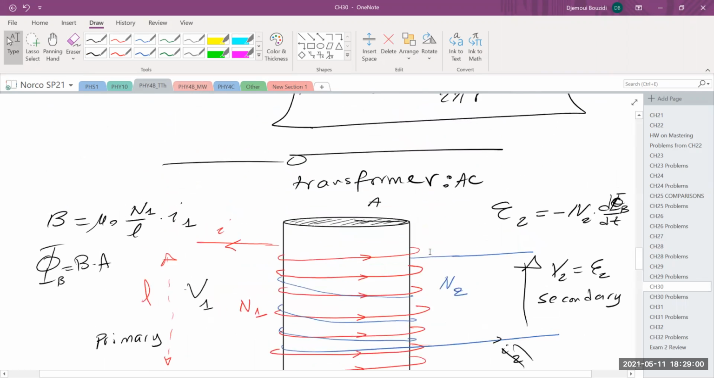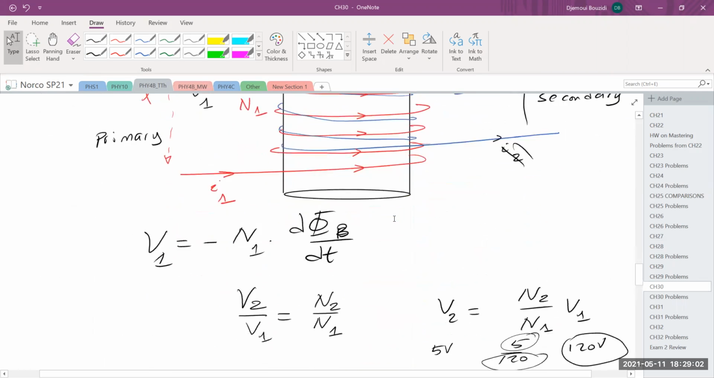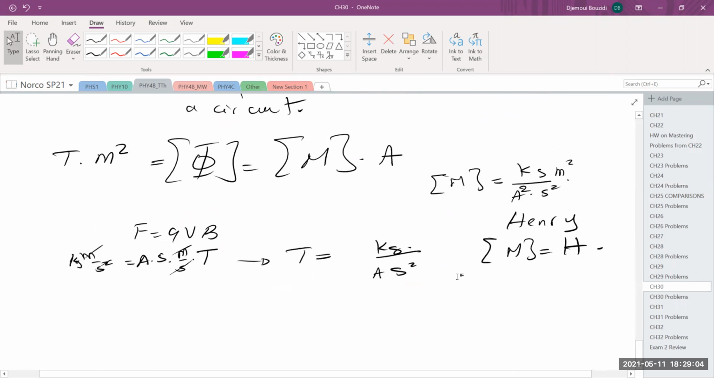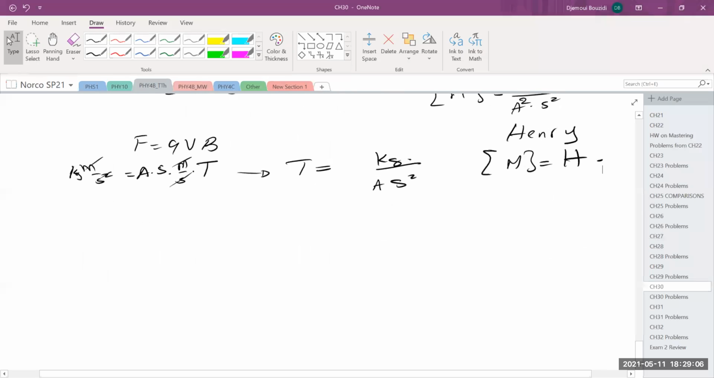Because we have the magnetic field B, we just found it. We know what the magnetic field in here in this case is: mu naught times N divided by L, it's N1 divided by L, times the current I, which is in the primary, I1. So this is the magnetic field created by the primary.